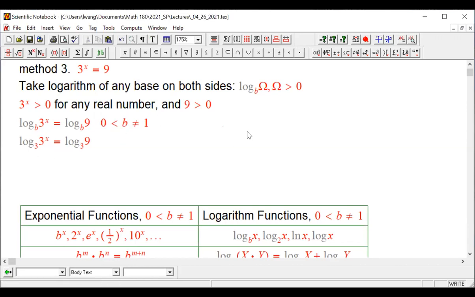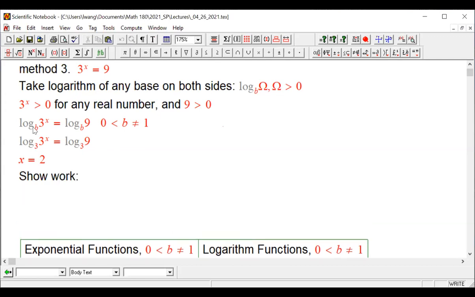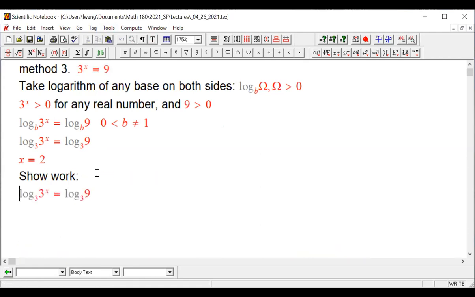Then you say, hey, I'm going to choose base three. I'm not going to mess with any base. I just need one base, no problem. And then you will be able to solve that equation because using the power rule, that's equal to x, and log base three of nine equals three. So you get the solution. If you show work, the work can be shown in a simple three steps. You take the logarithm on both sides, three steps, you're done. So this is the third method.